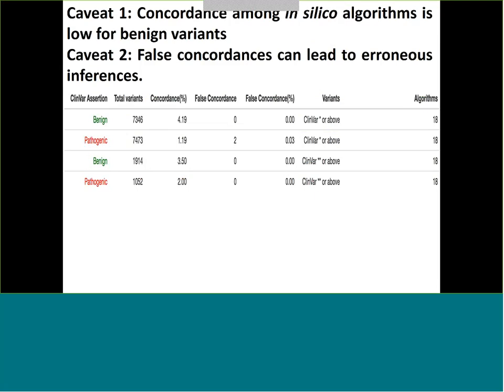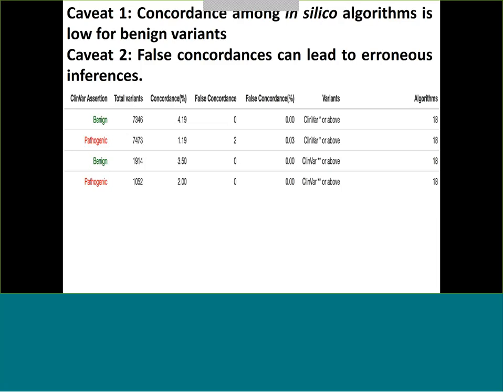So caveat one is that the concordance among in silico algorithms is low for benign variants. Essentially, it means that in silico algorithms have a tendency to call variants pathogenic. And also false concordance can lead to erroneous inferences. This is not obvious from that figure, but I'll show you in an example.